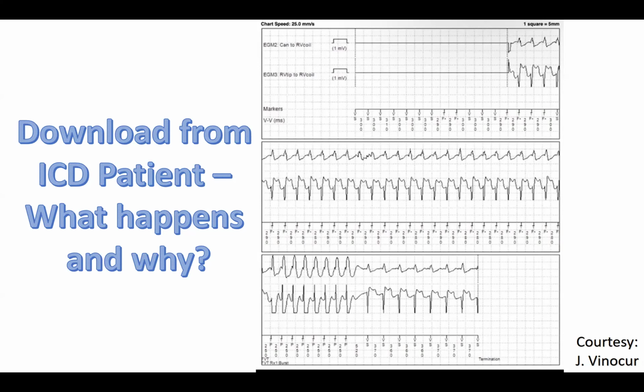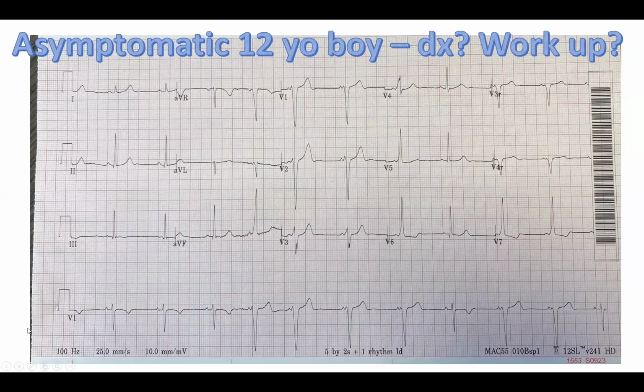Okay, interesting tracing. Okay, there's another tracing. All right, so this is a patient who came to see us, an asymptomatic 12-year-old boy. And this is the tracing. So my question to you is, what is the diagnosis? What is the workup? What should we do about this? So I'm going to ask Dr. Bezdakova for her insights into this.